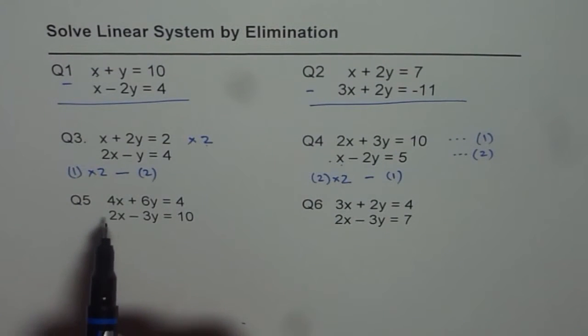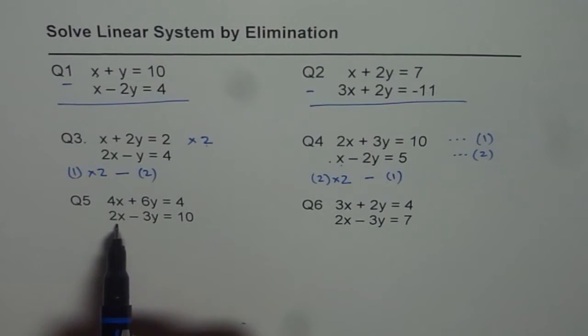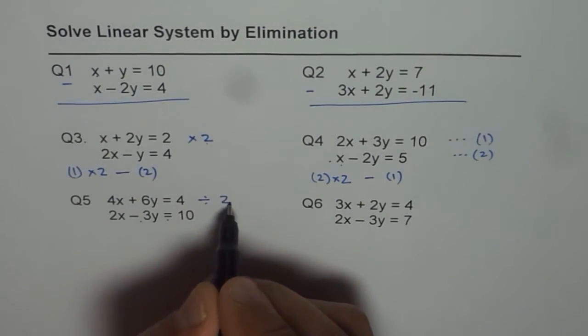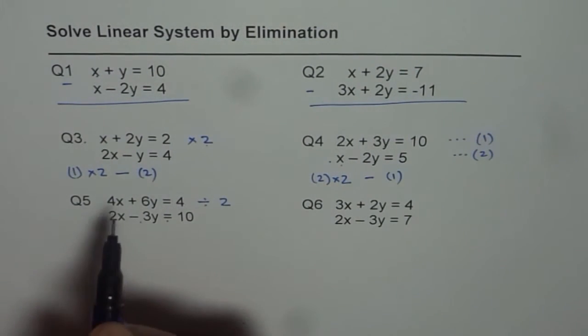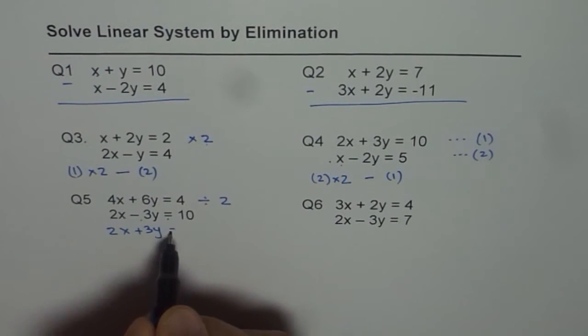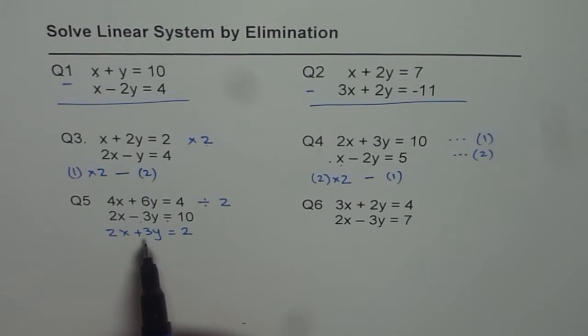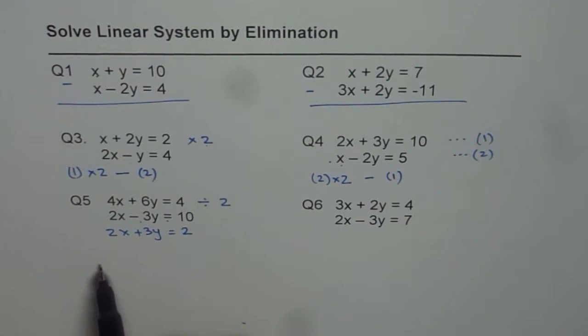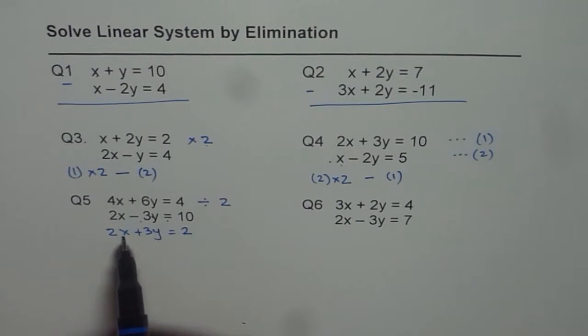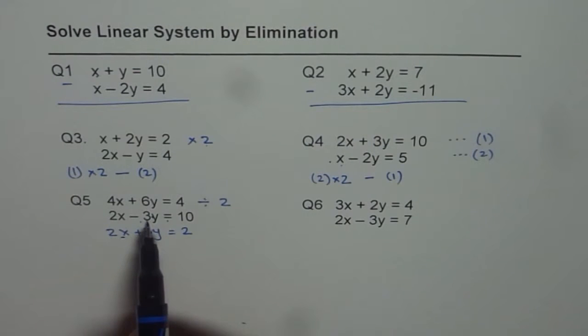Here we have 4x plus 6y equals to 4 and 2x minus 3y equals to 10. What we can do here is divide this equation by 2. If I divide this equation by 2, what I get is really 2x plus 3y equals to 2, right? Now we have made same coefficients, right? If I add them up, we will eliminate y, find the value of x. If I subtract, we can eliminate x's and find y, right? So that is how you can find x and y.